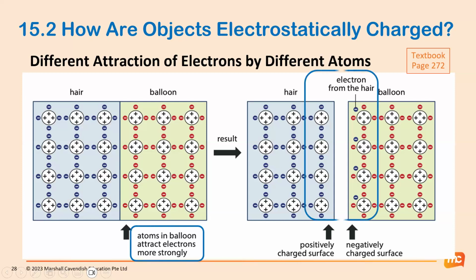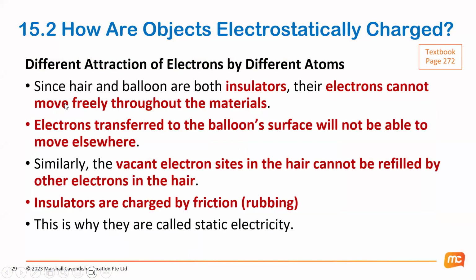So I give you more examples over here. This is what it mentions: hair and balloons are both insulators. The electrons cannot move freely throughout the material. So only by rubbing do electrons get transferred to the balloon surface, and these electrons cannot move elsewhere because the balloon is an insulator. Similarly, the hair is also an insulator, so electrons cannot move around to go back to the hair. So the hair will have vacant electron sites, empty electron sites. So they can be charged by friction, rubbing.